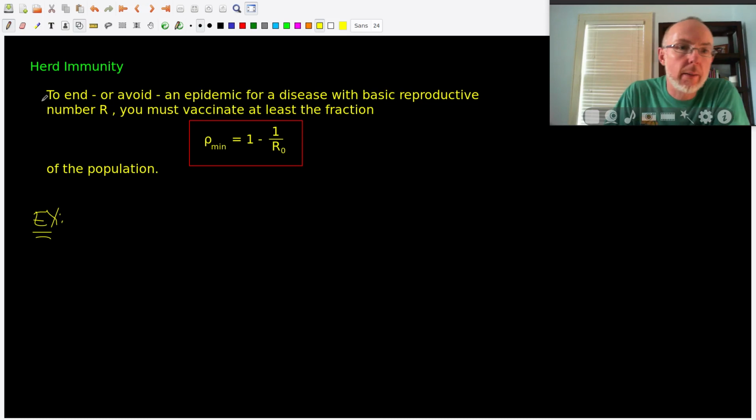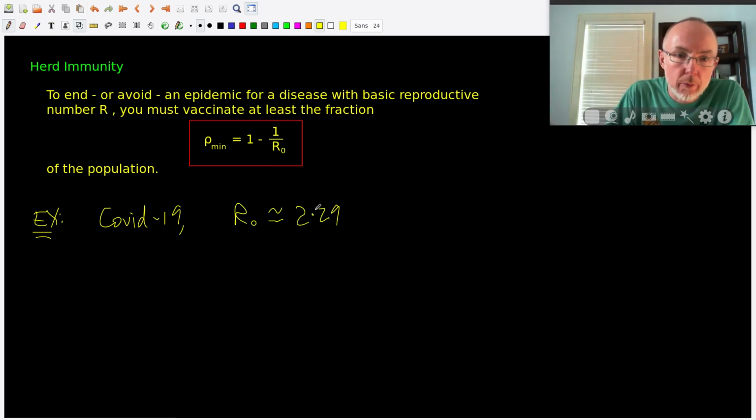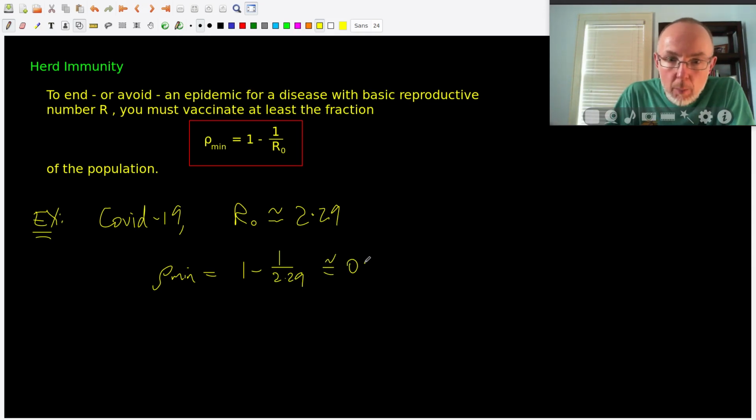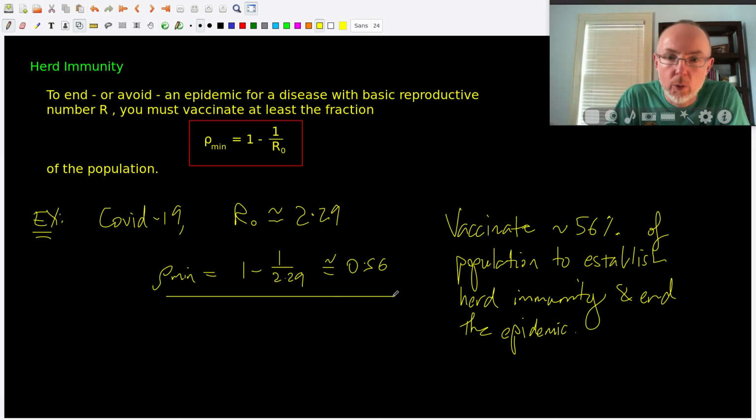So to avoid an epidemic, we want to vaccinate this fraction of the population at the very least, right? 1 minus 1 over R naught. So for COVID-19, we know that R naught is, say, 2.29, which is about what we saw before as well. Then the minimum fraction of the population that we have to vaccinate is 1 minus 1 over 2.29, which is about 0.56. So we'd need to vaccinate 56% of the population to establish herd immunity and end the epidemic, right? And that's using our very simple model.